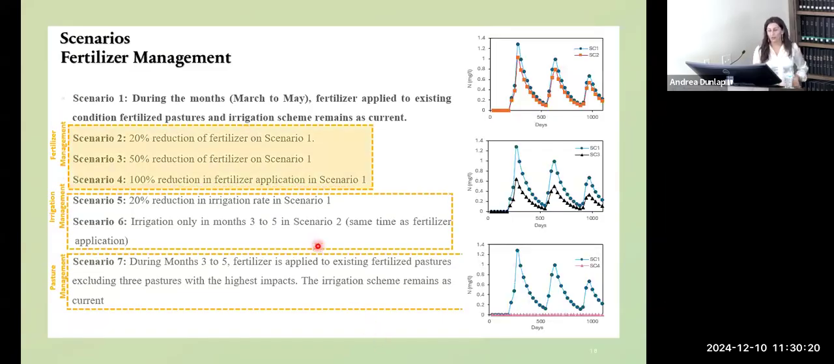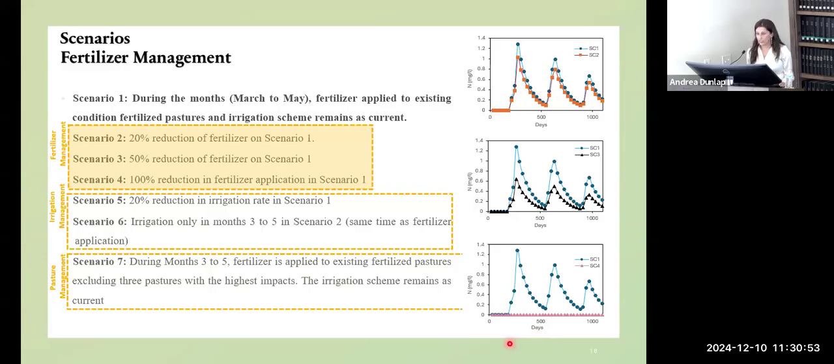For the first 5 scenarios, the fertilizer management ones, I have each result here compared with the base scenario. The first one compares a 20% reduction, and as we expect, it's not that much of a reduction in nitrate. The second one is 50%, which is a very good reduction in nitrate. And in the last one, when no fertilization is applied, of course there is no nitrogen in the system.